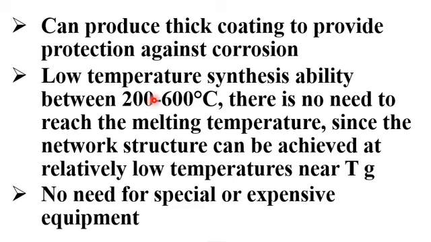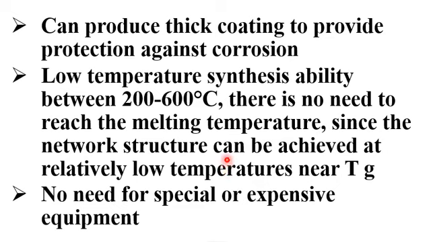So this is an advantage of the sol gel process, because the other types of methods for preparing nanomaterials, like high vacuum methods, require very high temperature. The advantage of the sol gel process is that it may be a low temperature process. This means that we don't need to reach the melting temperature of the precursor materials, since the network structure can be achieved at relatively low temperature near the glass transition temperature.